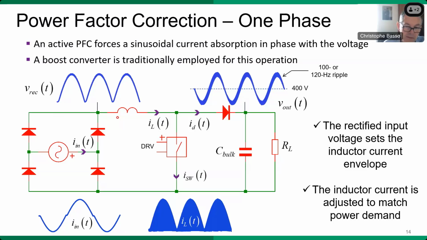This technique lends itself well to implementing PFCs in various conduction modes, as we will see in a moment, or for power levels ranging from, let's say, 100 watts to several kilowatts in the case of multi-phase structures. We're talking about single-phase applications here. And as expected, the output voltage is affected by a 100 or 120 hertz ripple, and its amplitude will depend on power and the bulk capacitor value.